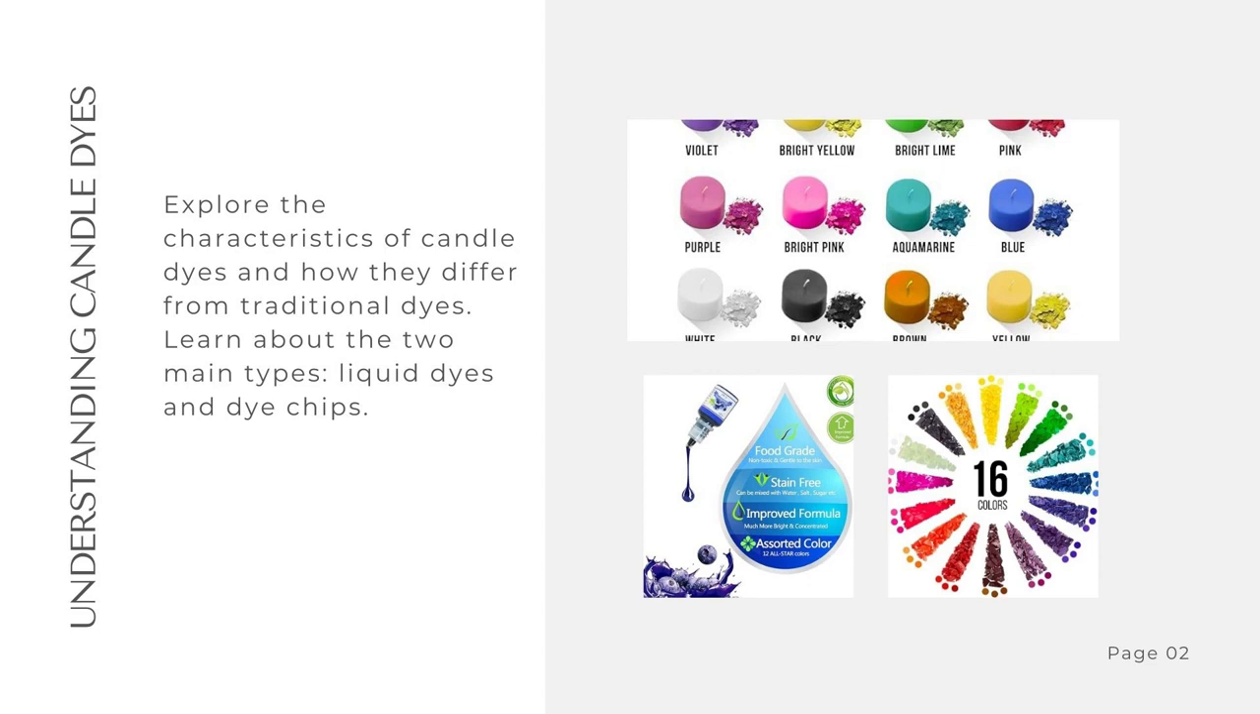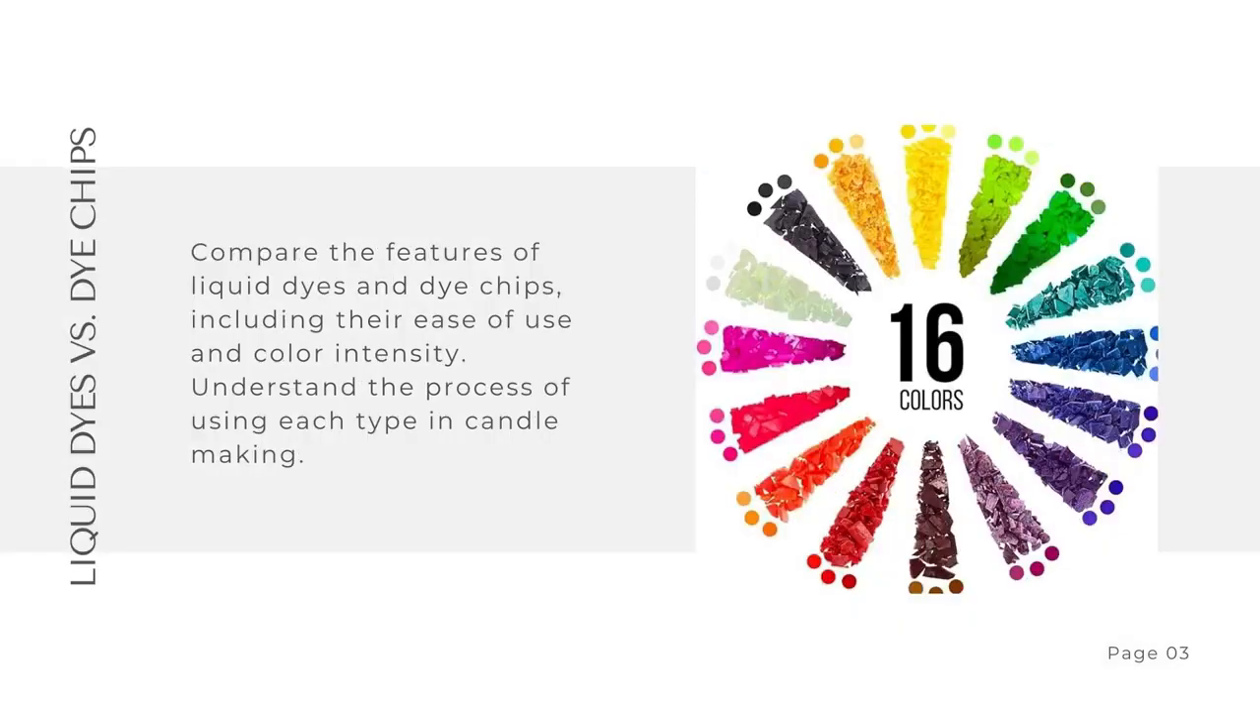Here's a breakdown of the two main types of candle dyes. Liquid dyes. These concentrated liquid dyes offer a vibrant and easy-to-use option for coloring your wax. They come in a wide range of colors, allowing you to create everything from soft pastels to bold and eye-catching hues. Liquid dyes typically disperse well in melted wax, requiring only a few drops to achieve the desired color intensity. A dropper bottle allows for precise measurement and control, minimizing the risk of overcoloring your candle.